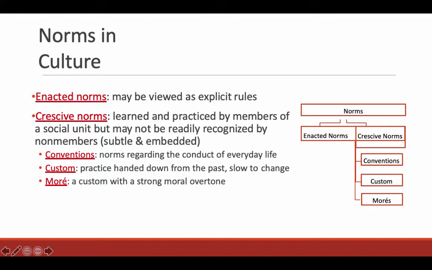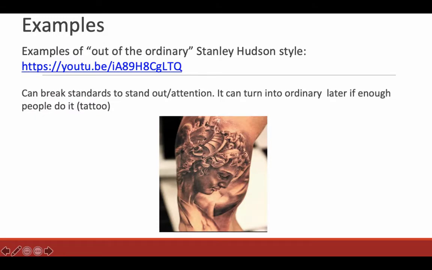Norms and culture include enacted norms, crescive norms, conventions, customs, and mores. Please read up on these in order to keep this lecture from being too long. Just realize not everything's written out and expected like a law. There are things that are expected, but it's more subtle. Some are more subtle, some are more explicit, like an enacted norm is explicit. It's very obvious, and there are other things that are embedded, more subtle, mainly recognized by members of that society, and people who aren't members would be totally new to that. So all different types of norms are part of the culture.